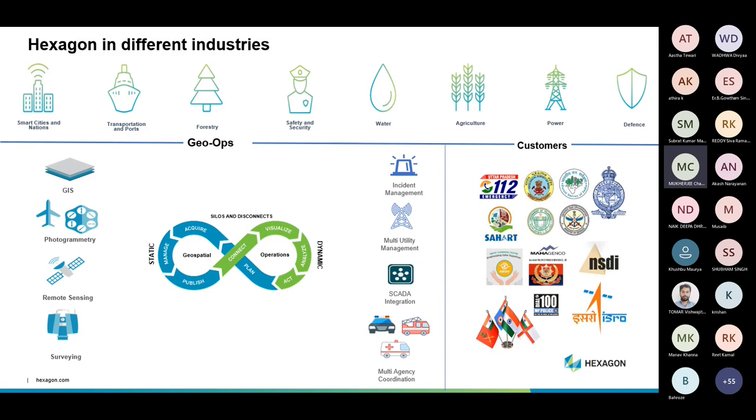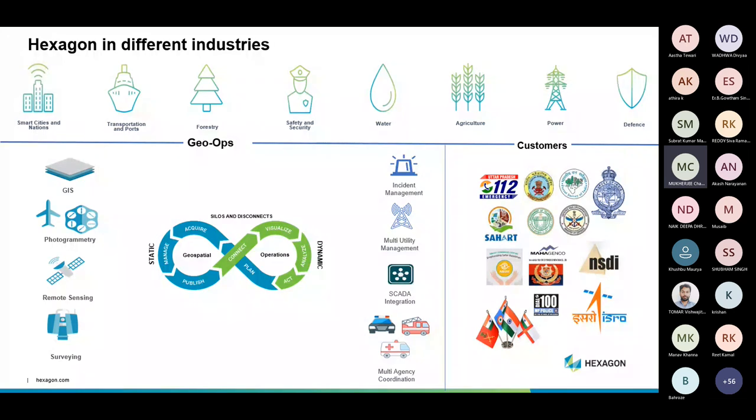Now, as I have told earlier, we are attached to different industries. We are there in smart cities and nations, transportation and port management, and also very core-specific GIS applications like forestry, water, agriculture, and power. We are also there in safety and security, and we have a very strong footprint with one of our prestigious Indian customers, that is defense.